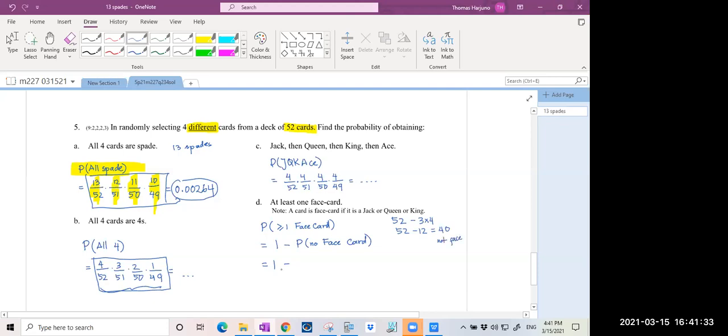Now, what is the probability the first card that you pull out is not a face card? That will be 40 out of 52, times the probability that the second card is also not face, 39 out of 51, times the probability the third one is not face, 38 over 50, times the last card is not face, 37 over 49.